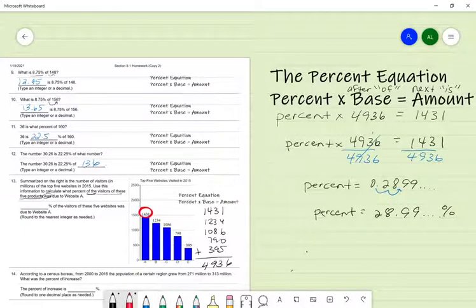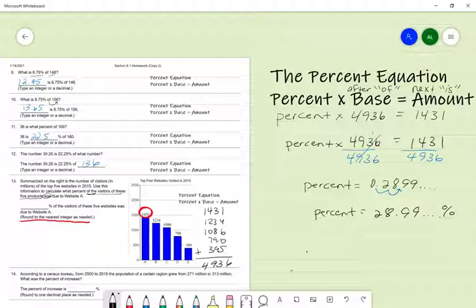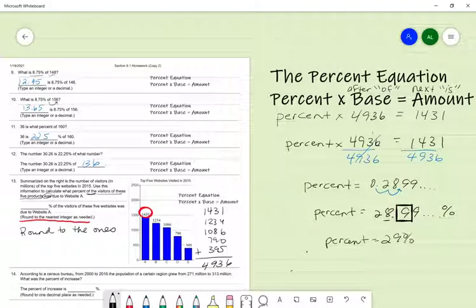But the directions ask us to round to the nearest integer. Whenever you're asked to round to the nearest integer, that's the same thing as asking you to round to the ones. Round to the ones. And what is in the ones? The 8. So the number to the right is a 9, which tells me that the 8 must be rounded up. So the actual answer, rounded correctly, is 29%.